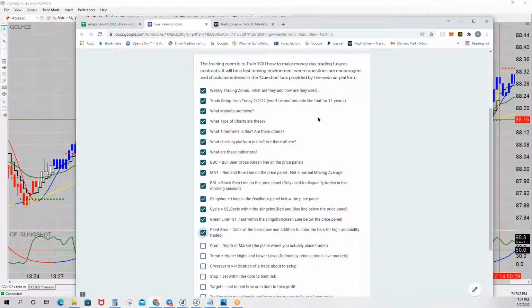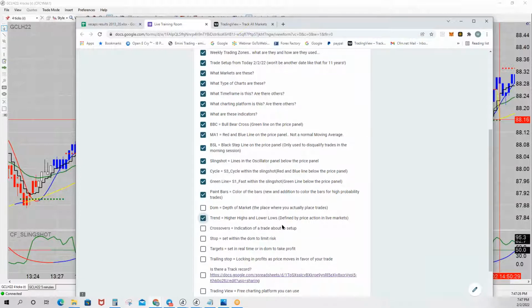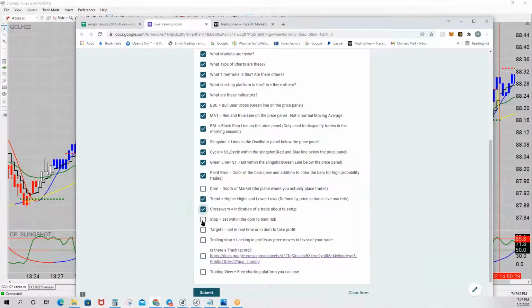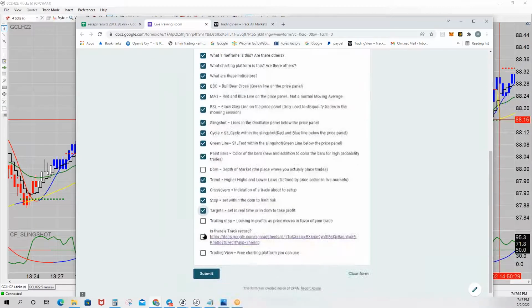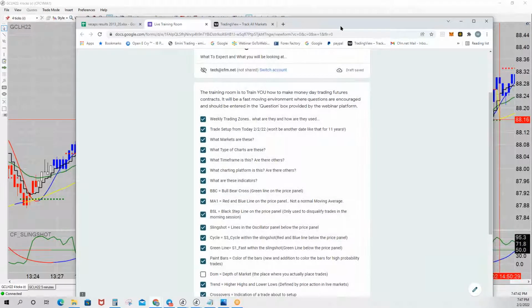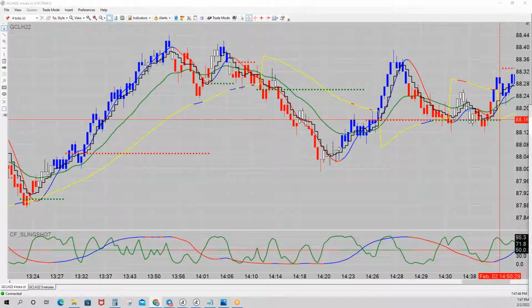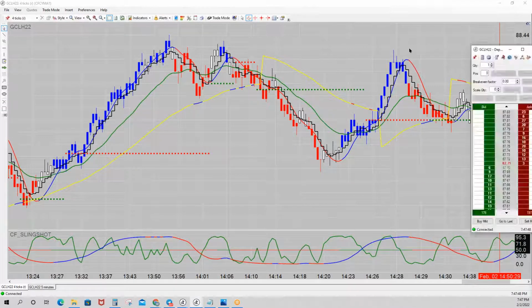So let me go here now again. The paint bars, I discussed the paint bars and why the colors are what they are. The trend, I discussed that. The crossovers, the MA1 crossing the BBC and back. Stops, targets, I discussed that. Trailing stops, I'll show you that, and then the track record, and then the other free thing is how to get TradingView. All right, so the DOM, I guess I discussed the DOM a little bit with you.